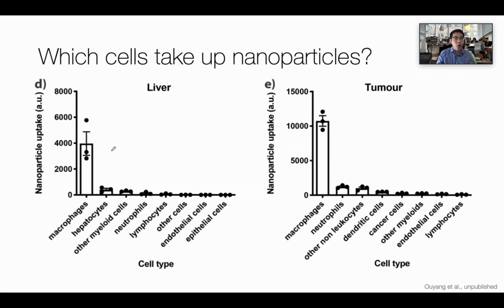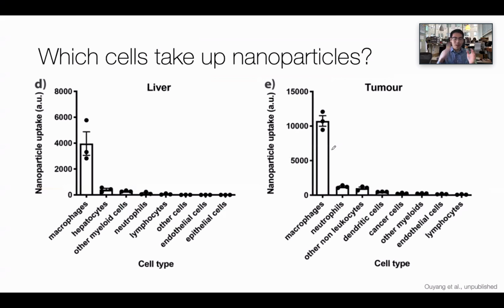And what we find is that overwhelmingly in the liver, no surprises, it's the macrophages that are taking up the particles. But interestingly, we find that in the tumor, it's also the macrophages that are taking up the nanoparticles. And so we said, if the macrophages in both organs are taking up the nanoparticles overwhelmingly, then what really is the difference between the macrophages in the liver and the tumor? And so we ran a couple of in vitro experiments, and what we found, surprisingly, is that in vitro, the tumor-associated macrophages are more phagocytic than the liver macrophages.